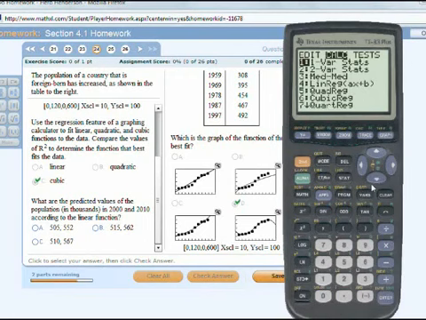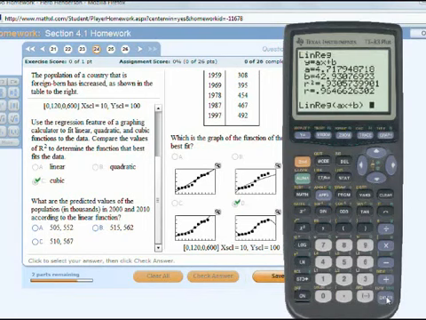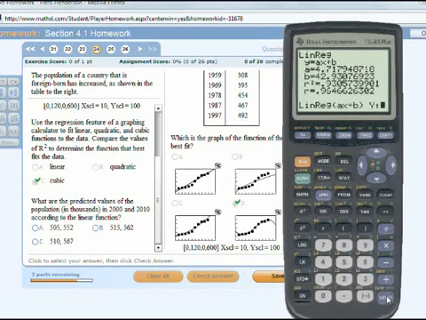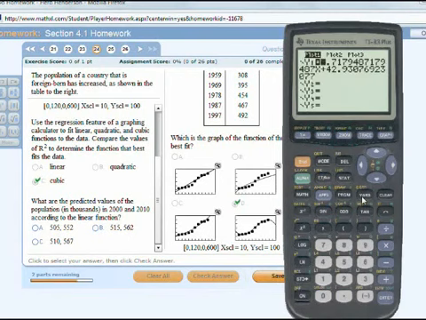Let's do a LinReg. I hit it once. I'm going to put it into y1, so I need vars, y vars, enter, enter, enter, and I can now go look at this thing. Alright, we're going to do this two ways, I guess. I'm going to show you the calculator way, and I'm also going to tell you how to do this the non-calculator way.